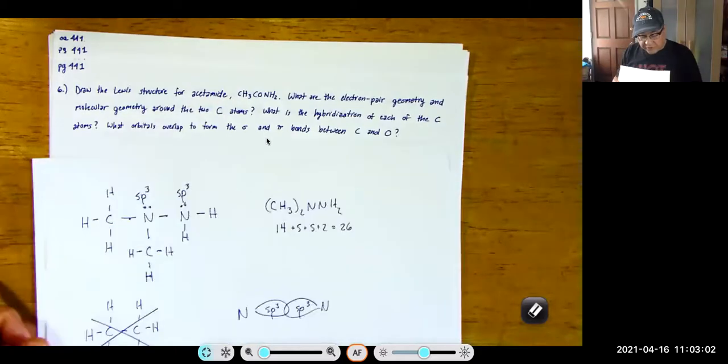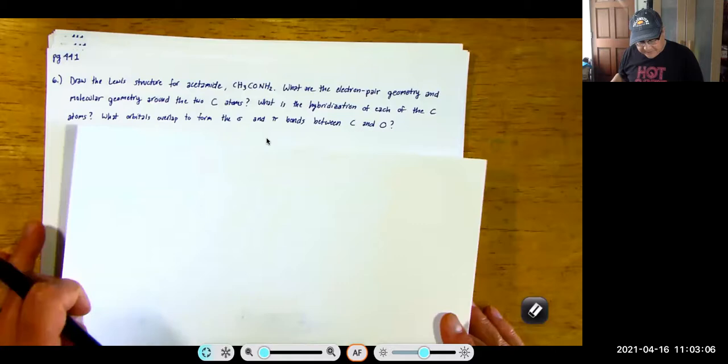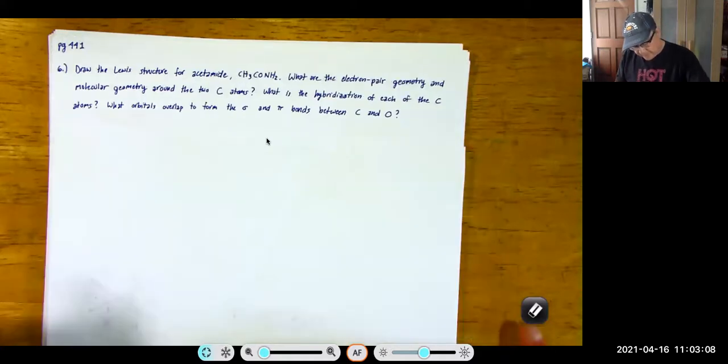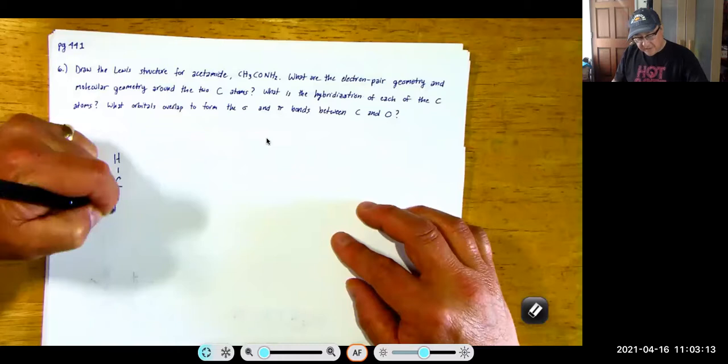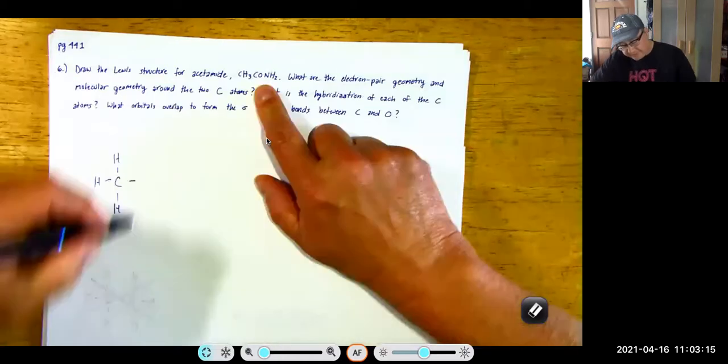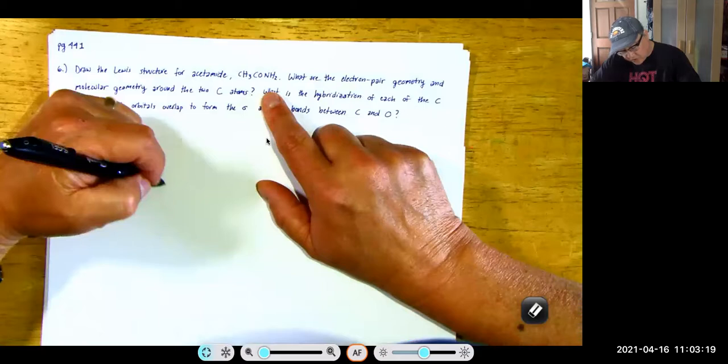Draw the Lewis structure for acetamide. So here again, we're going to say, okay, CH3, right? And that's going to be bonded to this carbon. Now, can we make this work?